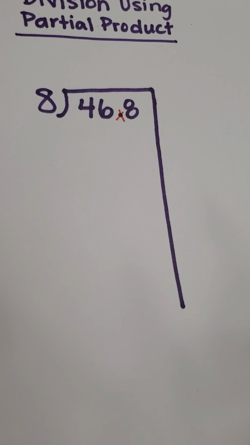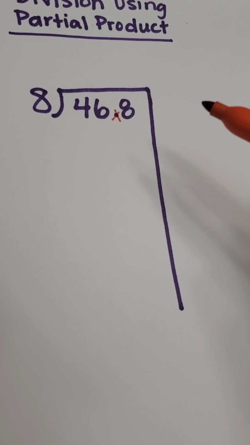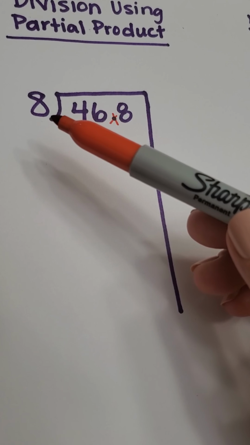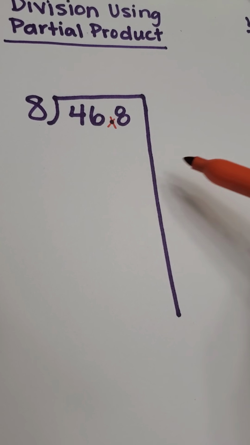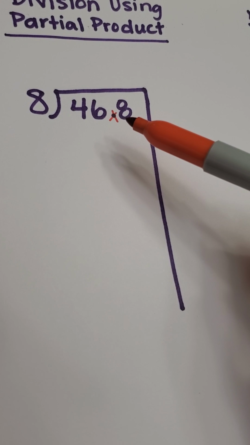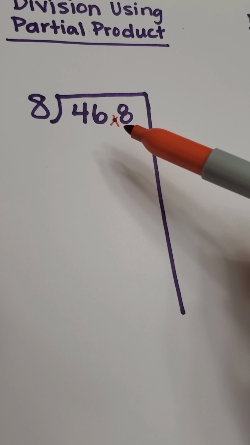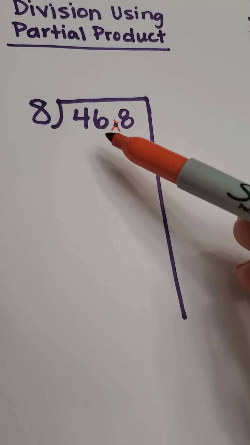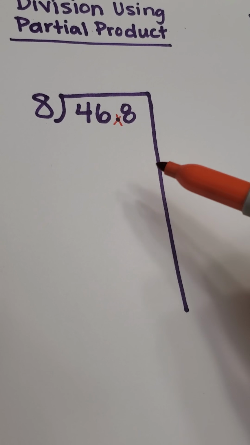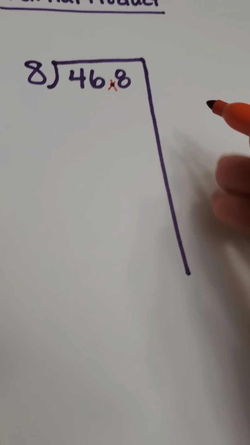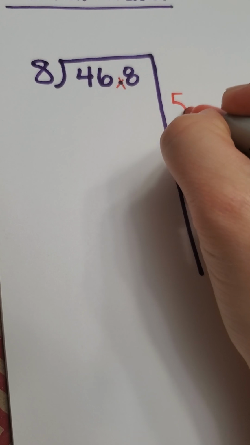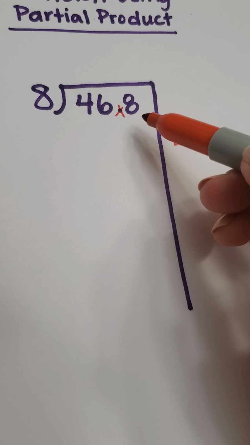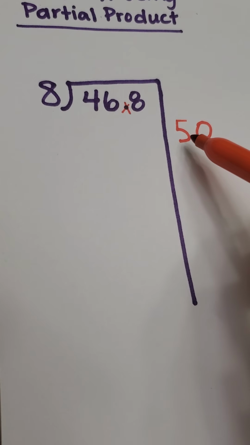So you can use helper facts and start with 10, then go up to 100, or go 10, 20, 30, and multiply that by your divisor over here. And then you're going to get something really close to 468. So I'm going to use my multiplication facts here. I know that 8 times 5 is 40, and 5 tens is 50. So 50 times 8 would be 400. So I'm going to put 50 on the side here. Now, I'm putting 50 on the side because I'm multiplying 8 times 50 to get the 400.